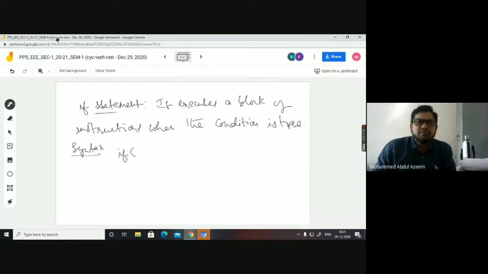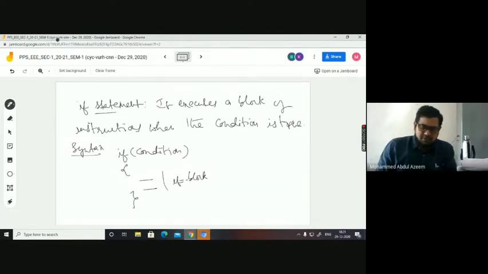if followed by parenthesis. Within the parenthesis, you will be having some condition to be checked, right? Then close the parenthesis, you will have the block of instructions. You can have some set of instructions here, okay? This is said to be the if block here, okay? So the condition is going to be checked here. If the condition is true, then you will be allowed to execute this if block.